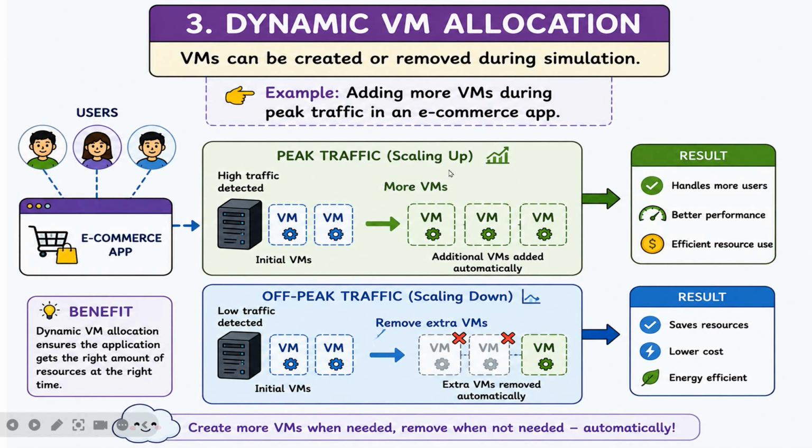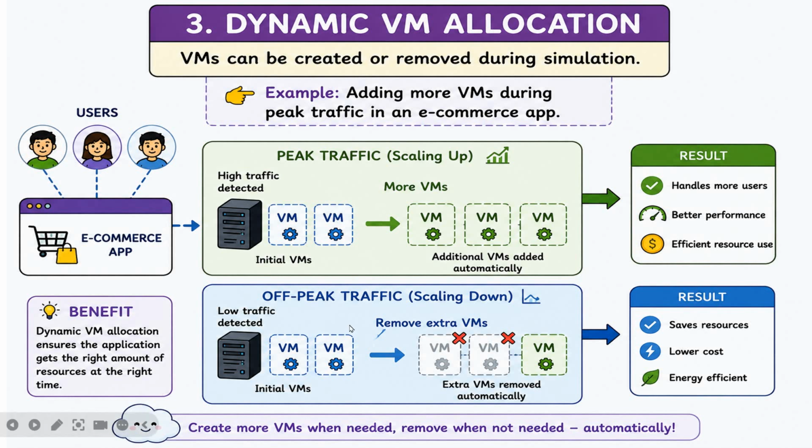So additional virtual machines are created automatically in order to handle more requests, improve the performance and provide better service to users. Here you can see peak traffic conditions where more virtual machines are being added in order to support the growing workload, and as a result the application can handle more users efficiently without slowing down. And this result section highlights the benefits such as better performance, efficient resource utilization and smooth service.